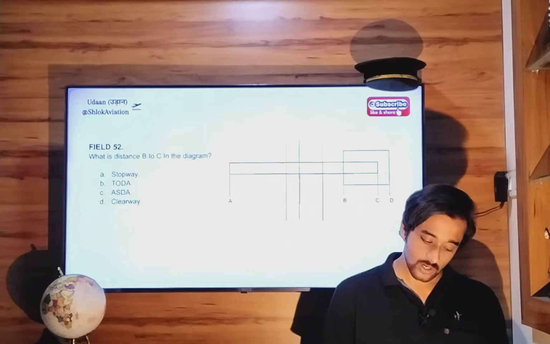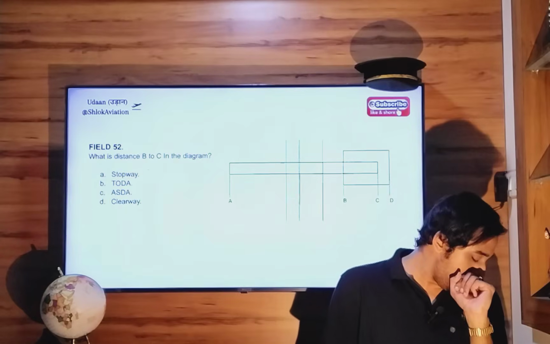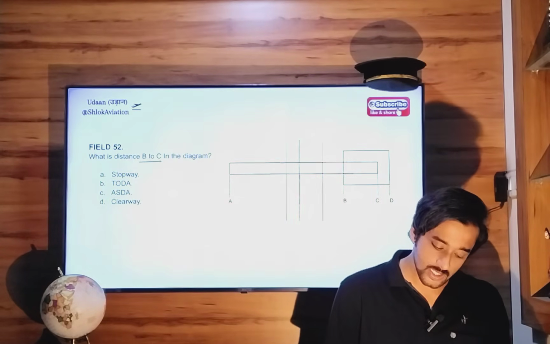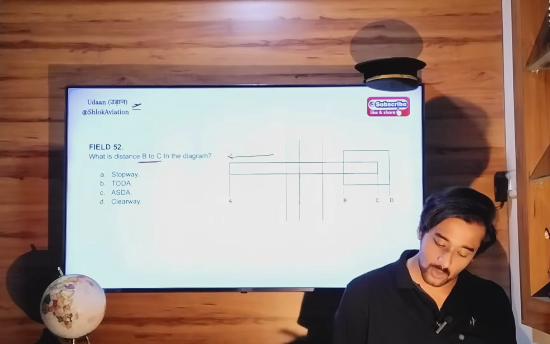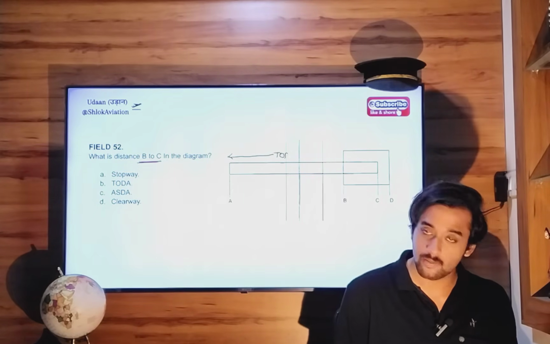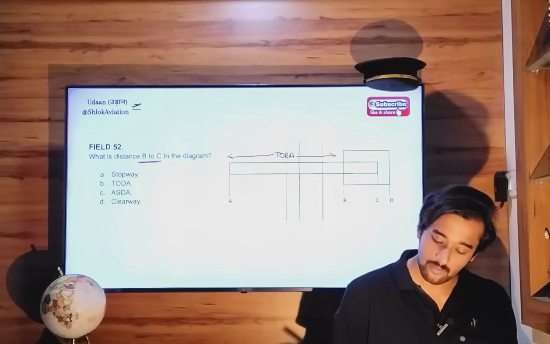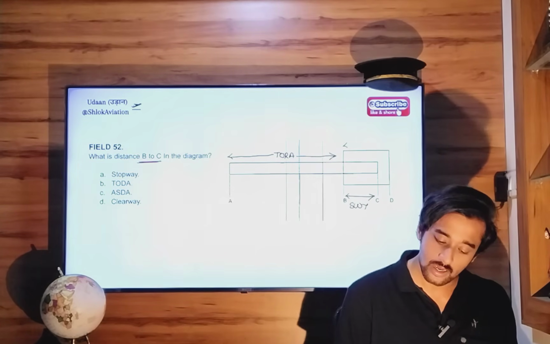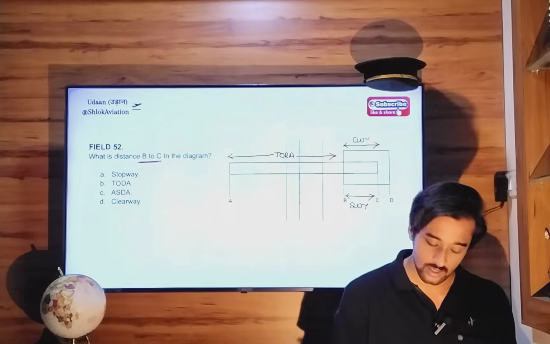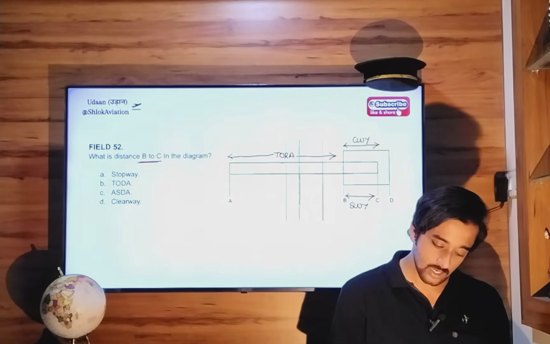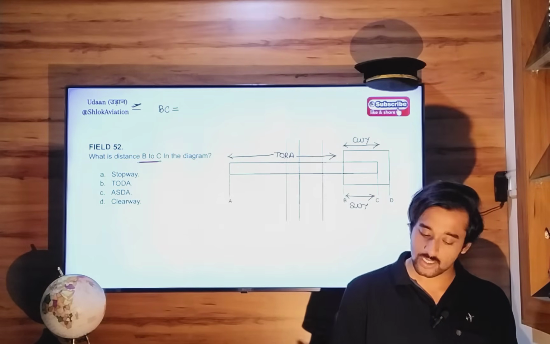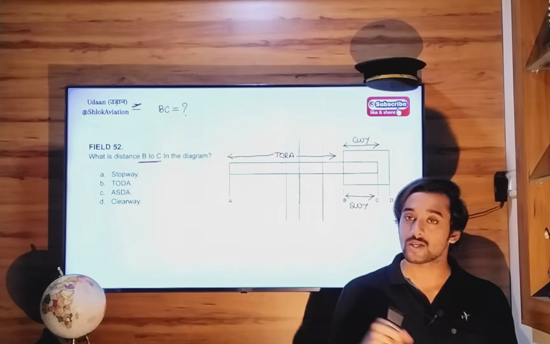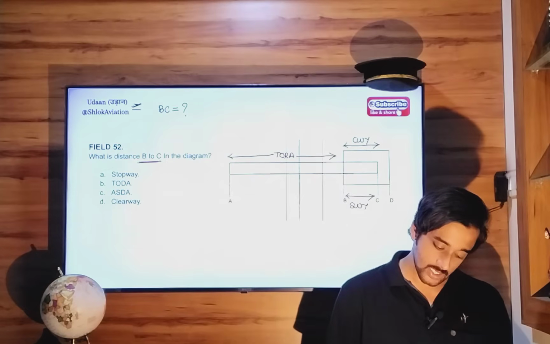Next. What is distance B to C? So A to B again, takeoff run available, right? B to C, stopway, B to D, clearway, right? So BC is stopway. So the correct answer is option Alpha.